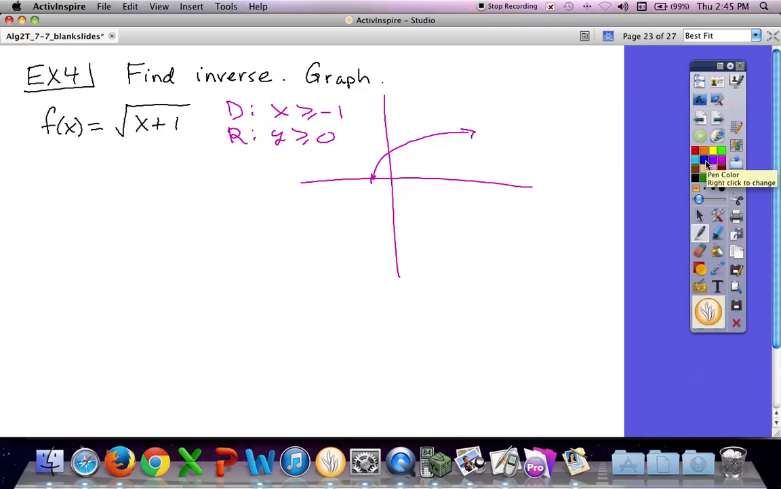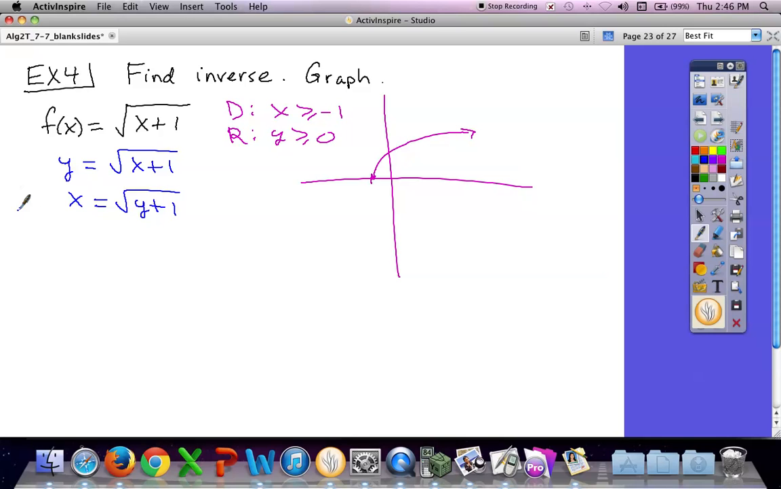Okay, let's just follow our steps now. The first step is replace the f of x with y. Okay, and the next step is switch the x and the y. Okay. The next step is solve for y.